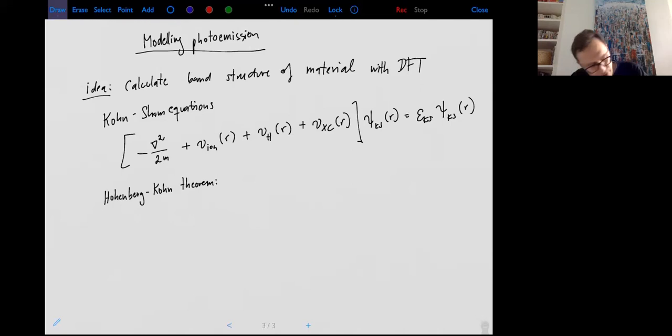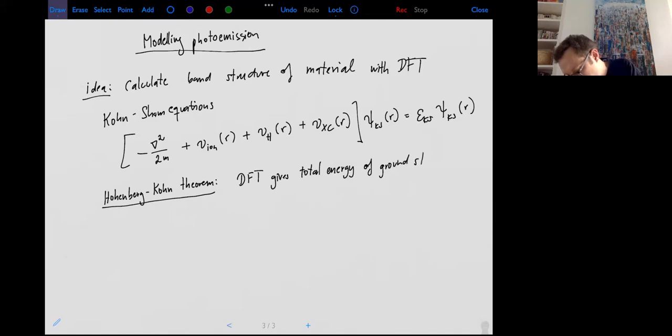And it tells us that the fundamental things that we can calculate with DFT is the total energy of the ground state, where the emphasis is here on the word ground state, and its electron density.